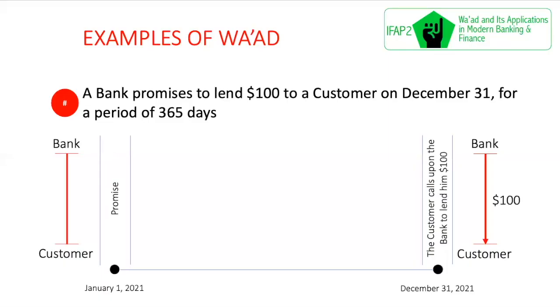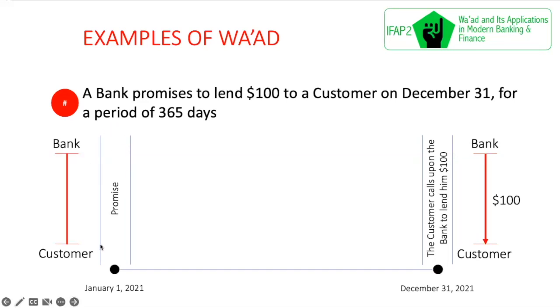So let's look into example number one first. This is January the 1st, 2021, for example, or it could be April the 27th. So one hypothetical date. So this is today. If we say this is today, the bank promises to lend $100 to a customer on December the 31st for a period of 365 days.